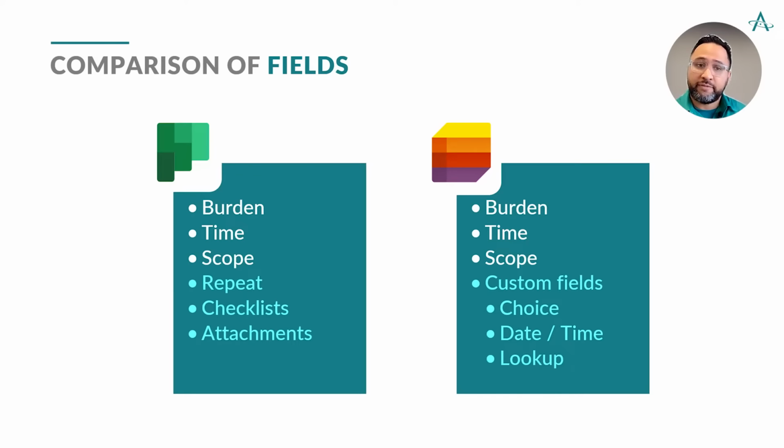There are some areas where Planner definitely stands out. For example, in Planner, you can repeat tasks. You can have them repetitive. For example, every week, send a report. Every week, check in with a group. Checklists are a feature that makes Planner stand out above other tools, such as the work management processing in Lists.